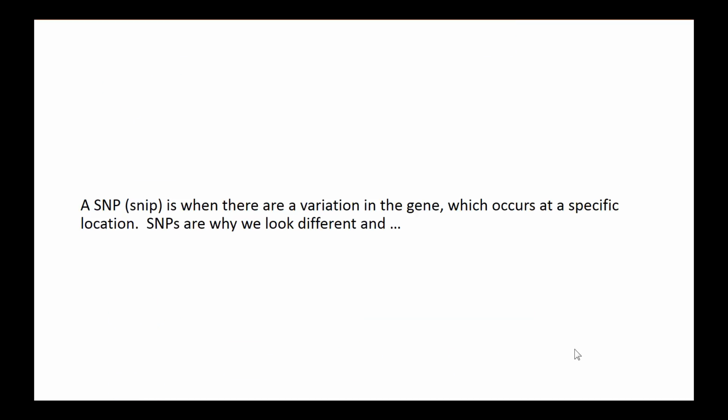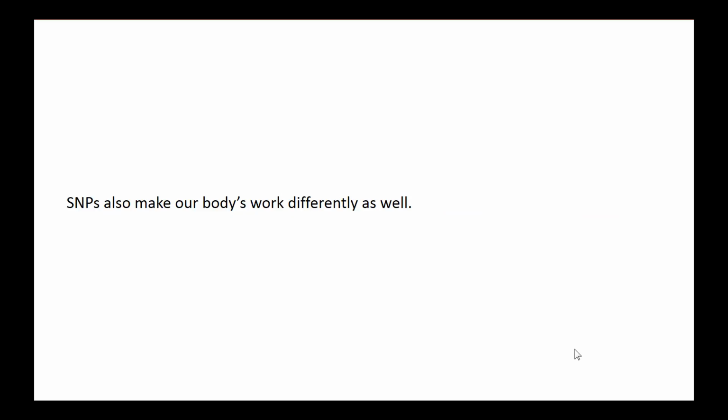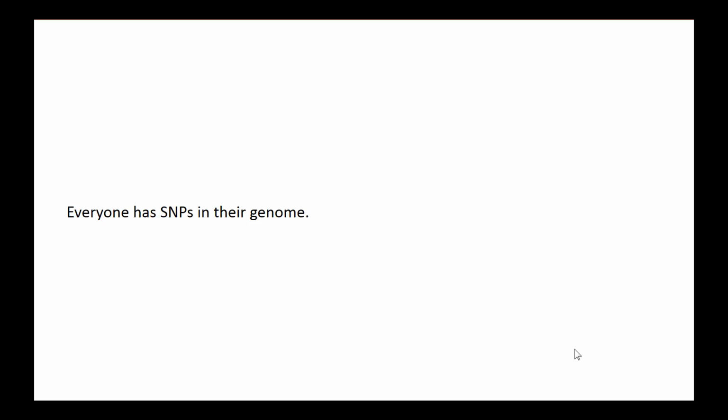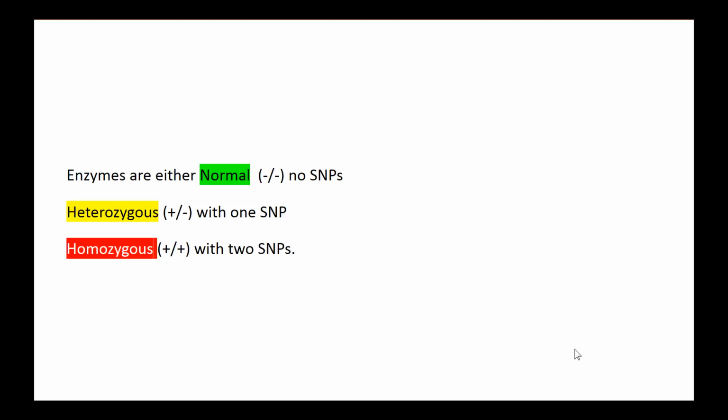A SNP is when there's a variation in the gene, which occurs at a specific location. SNPs are why we look different, and SNPs also make our bodies work differently as well. Everyone has SNPs in their genome. SNPs code our enzymes, which control our metabolism.